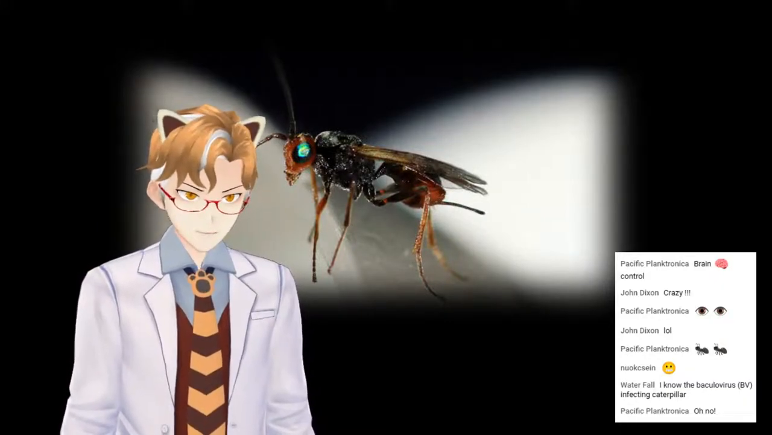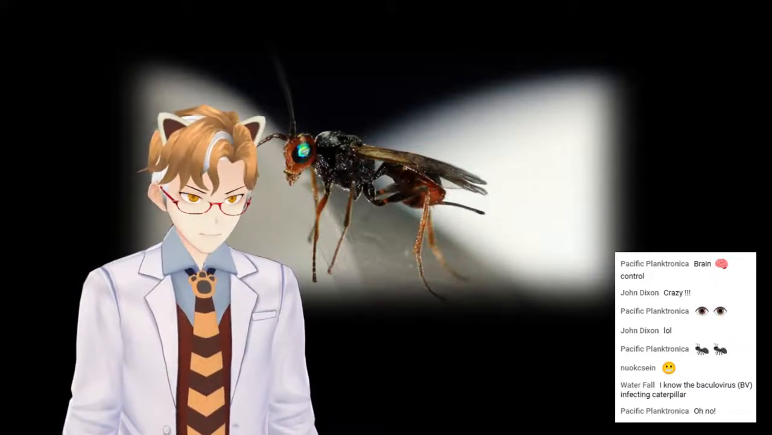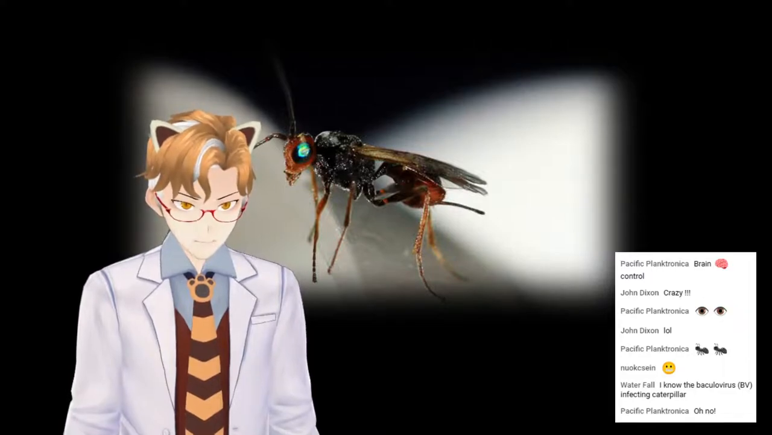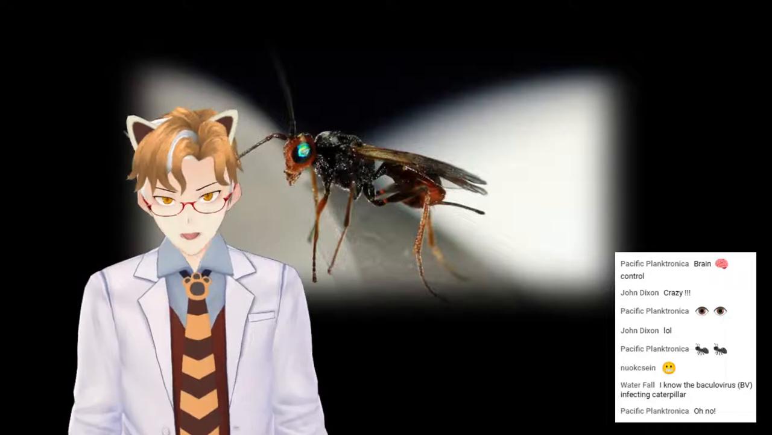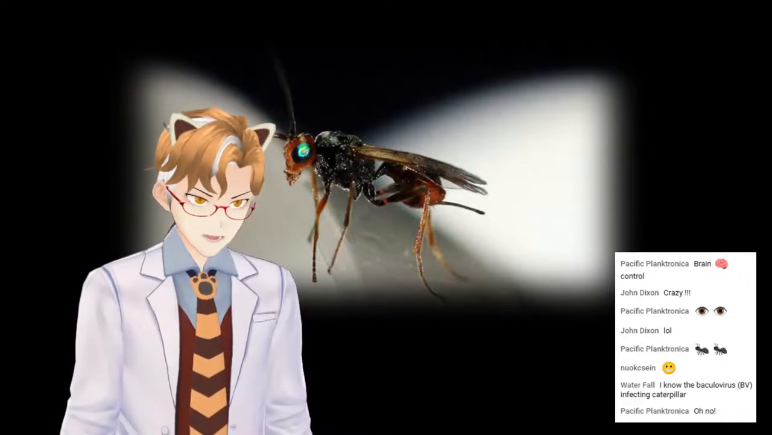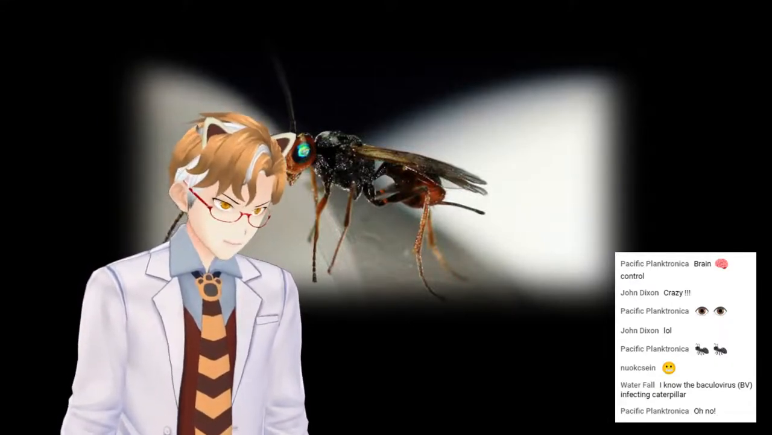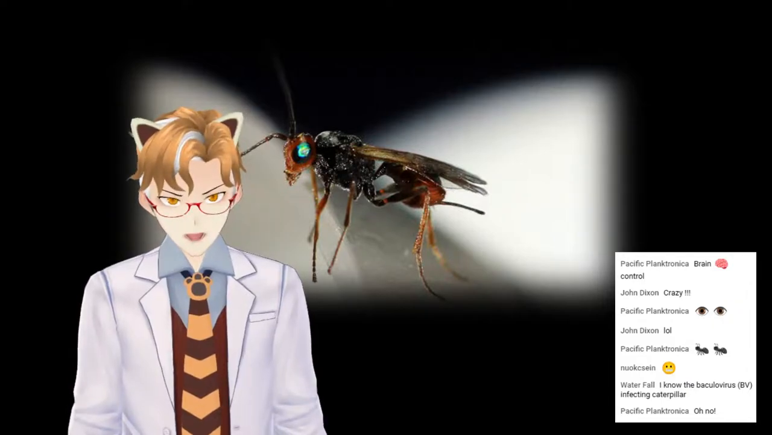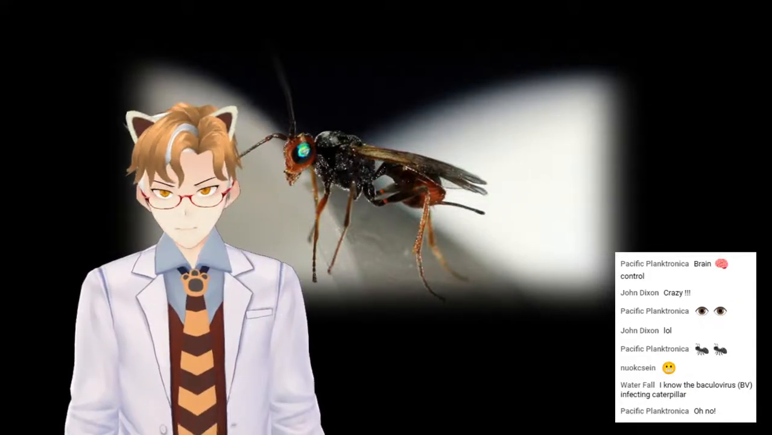In science, we have a special name for a parasite like this virus, whose host, the wasp, is also a parasite. These are called hyperparasites. And it leaves us with a question. Which one of these parasites is the one controlling the behavior of the ladybug here? Is it the wasp? Or is it the virus?